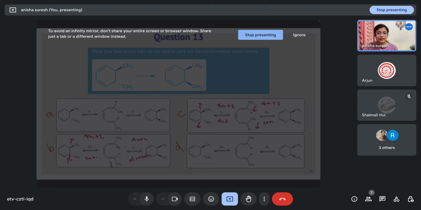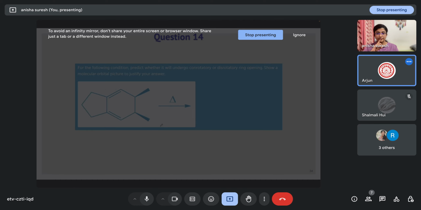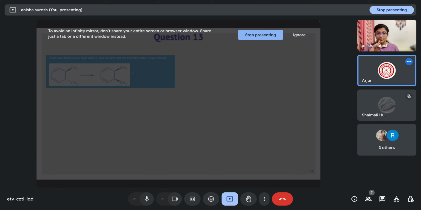And then 4n plus 2 delta, it will follow disrotation, right? This methyl group which is outside, it will come above, and this methyl group which is outside, it will also come above. So this is also possible option, C. Either by doing thermal then photochemical or photochemical then thermal, both can lead to formation of the product. So here the answer will be option B and C.